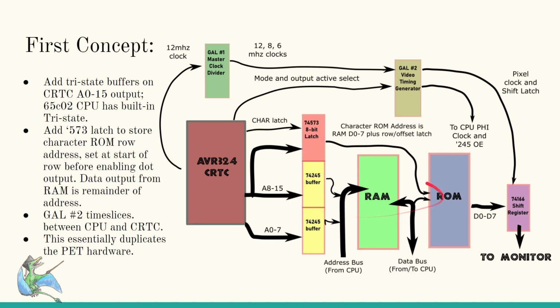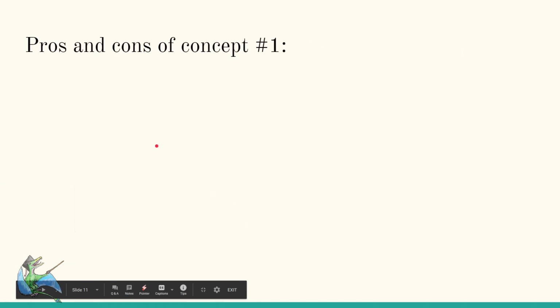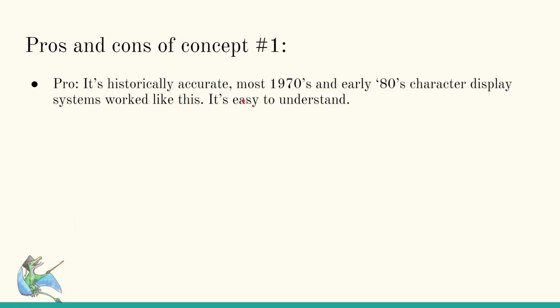Except in this case there's no latch. We're just going straight through, and the reason is because these devices should be fast enough for at least a reasonable CPU speed. So, pros and cons. It's historically accurate. This is how they would generally work. You'd have some RAM that was shared with the CPU, and you had a character generator ROM that was dedicated only to displaying the character graphics.